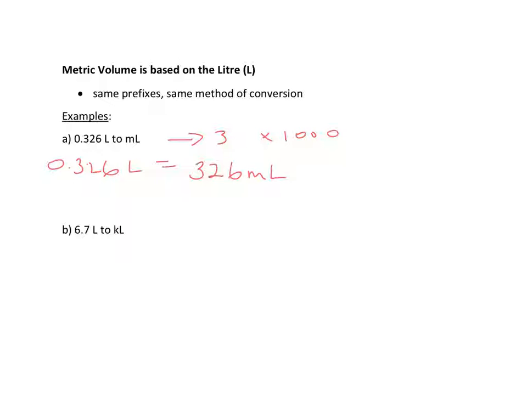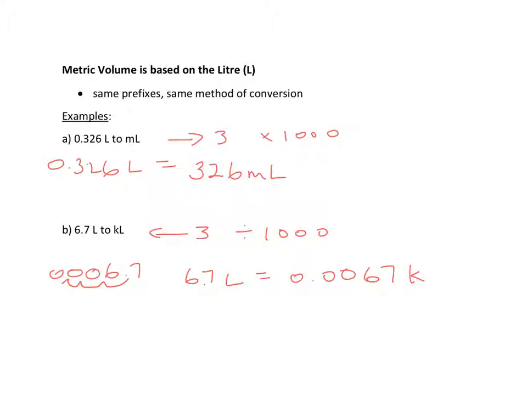And likewise, 6.7 liters to kiloliters means that we're dividing by 1,000 or going left 3 spaces. So again, we'll take that 6.7 and we'll put some zeros in front so that we have space to move the decimal place 3 spaces. So we'll have 6.7 liters equals 0.0067 kiloliters.